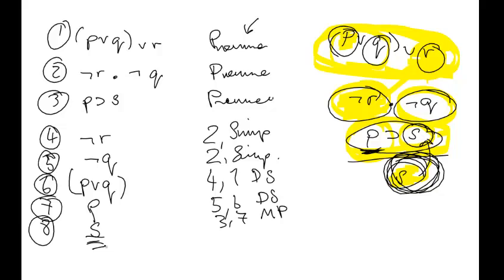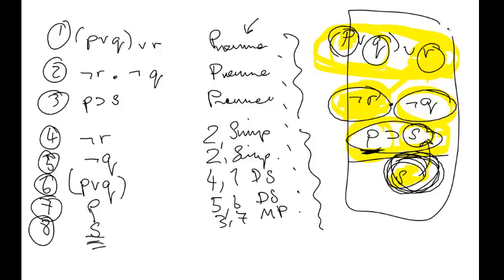So how did we get it? Well, at each step, each line was either a premise, or was derived from a premise according to a rule of inference. So we then say that this argument here is valid, and we've proven that directly. There's lots more to talk about. I'll do a couple more examples of direct proof. Let's plow ahead.